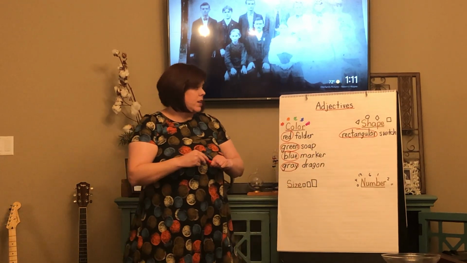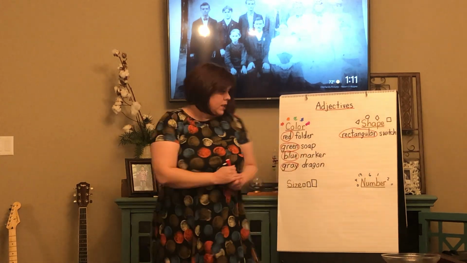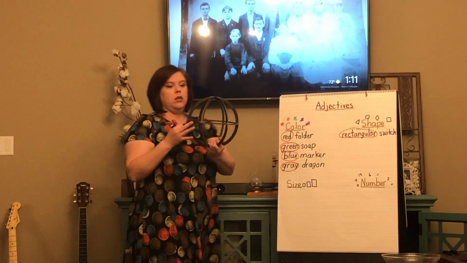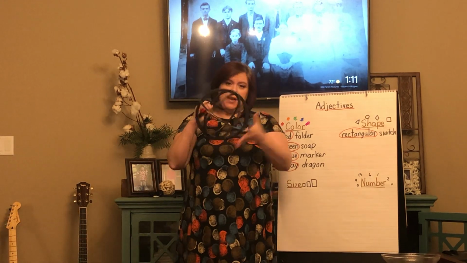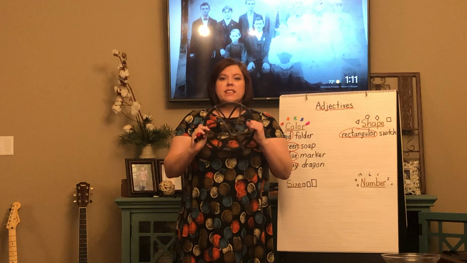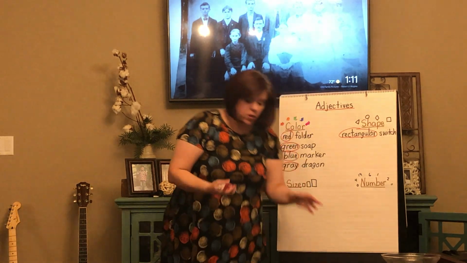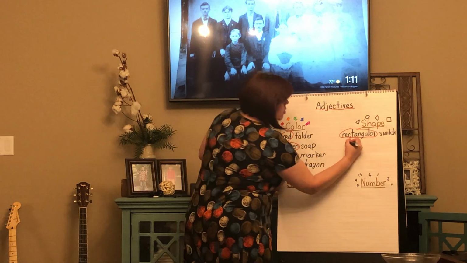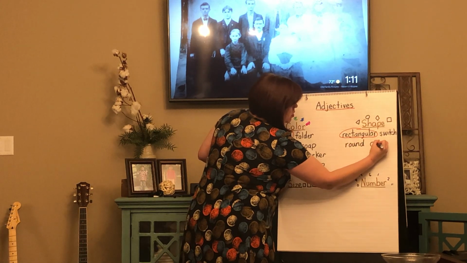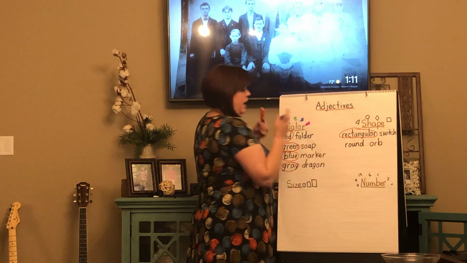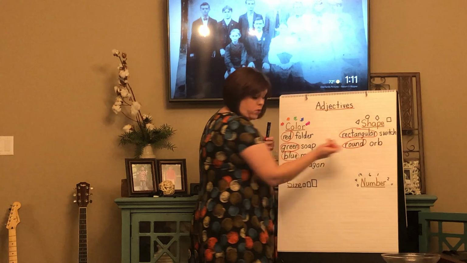It tells me about the light switch in my house. Okay, let's look at something else. Look at this. I'll call this an orb. What shape in general is this orb? That's right, it's round. And so we will call this a round orb. And the adjective is round. It tells me the shape of the orb.